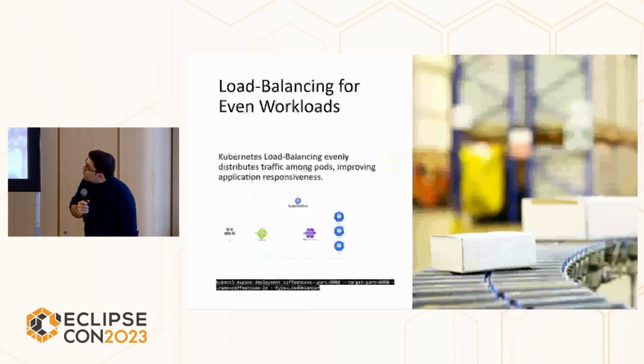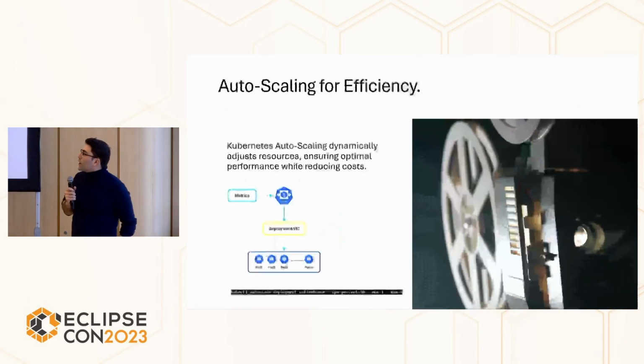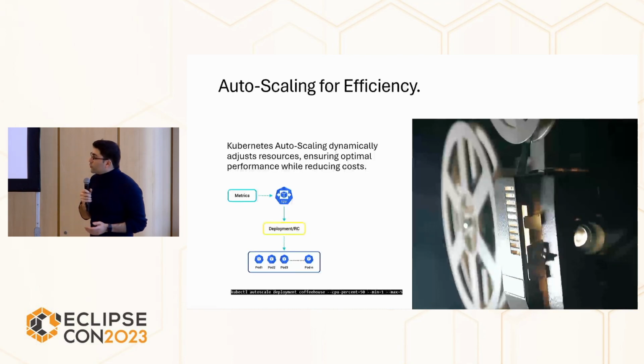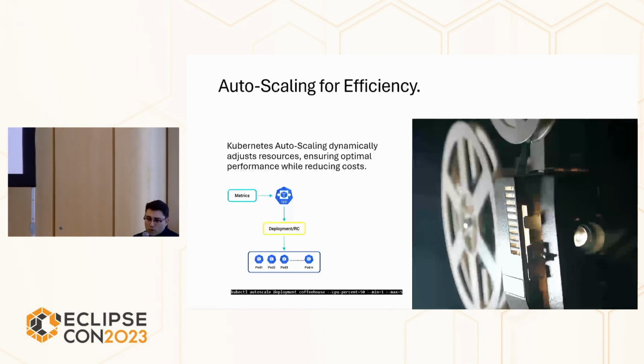Well, with Kubernetes, we have auto-scaling for efficiency, which is pretty awesome because we can dynamically adjust the resources and thus ensure optimal performance while reducing the costs. How do we do that? We can use the autoscaler, and we can even configure a certain CPU percentage threshold, for example, and the minimum and maximum number of pods, and we're done. We don't need to worry about that stuff anymore. Now, another thing I want to show you is that you can also take manual control.